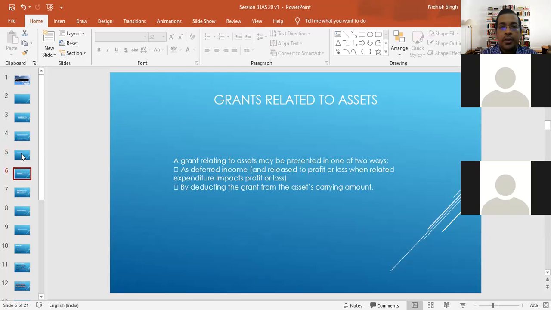A grant relating to an asset may be presented in one of two ways. What are they? The first is deferred income. By now we know this is a familiar term, and it is released to profit or loss when the related expenditure impacts profit or loss. Okay, so let's absorb this one. When we create a deferred income, what is that?